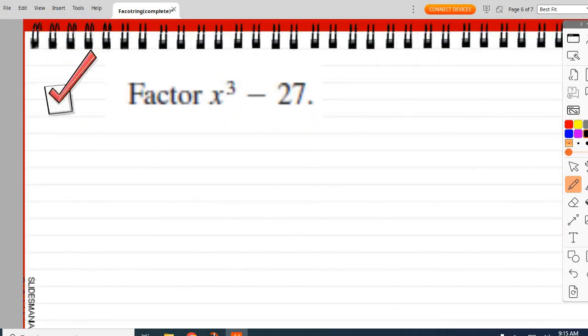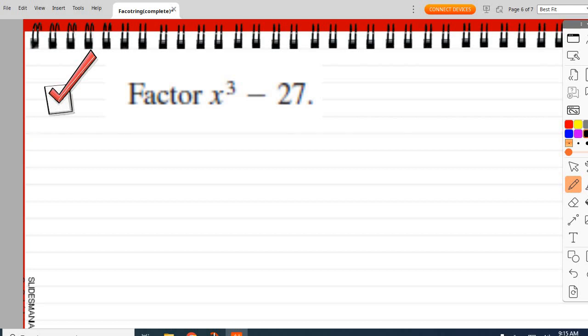Alright, here we have x cubed minus 27. How many terms do we have here? 2. Okay, so what do we want to check for first? A GCF. So, do we have a GCF in this case? Do they have anything in common? No. So, we can't factor out a GCF.